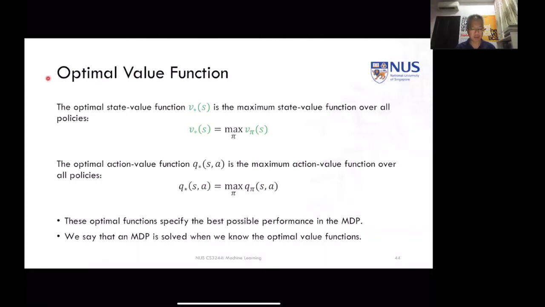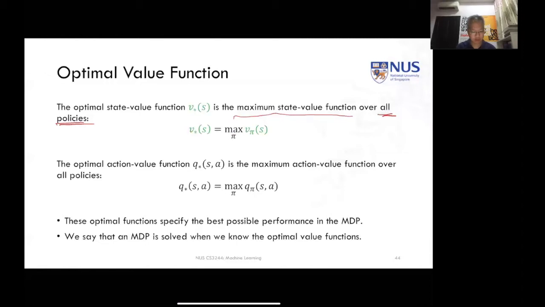We can do this by thinking of optimal value functions. We've already defined V of S. We're just going to define an optimal one. This is pretty easy to understand. It's just going to be the maximum state value function over all particular policies that we could create. For all the policies that we could instantiate, we're going to find the one that leads to the maximum value. We're going to call this the optimal policy.